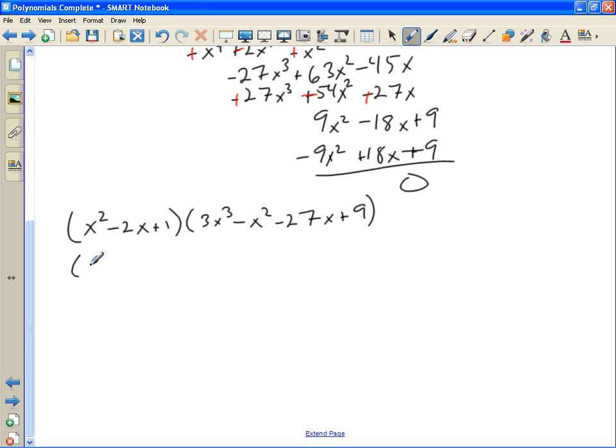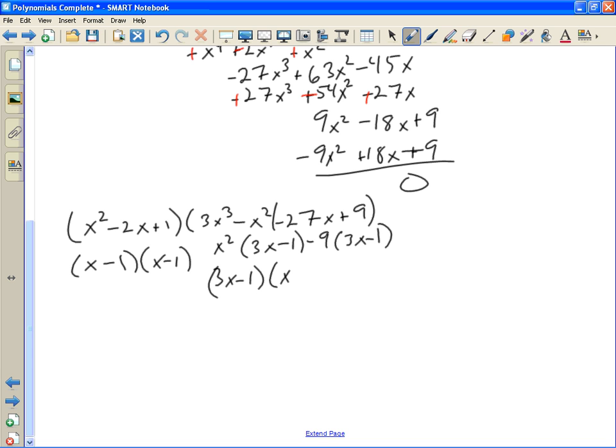I could factor this and do x minus 1 and x minus 1. This one I could factor by grouping. So I can see that I can pull an x squared out of here and leave 3x minus 1. And out of the next two I can pull out a negative 9, which leaves me with 3x minus 1. So this turns into 3x minus 1 times x squared minus 9. And of course the x squared minus 9 will break down again. So now I've got this.